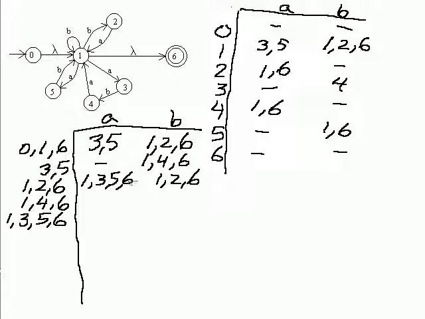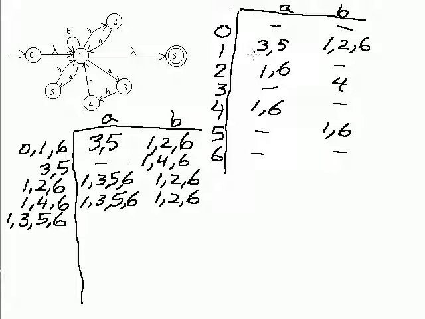Now let's do row 1, 4, 6. We get 3, 5, 1, 6, and nothing. So that's 1, 3, 5, 6. And we've seen that before. 1, 4, and 6 for B just gives me 1, 2, 6. So I don't get anything new from that row.